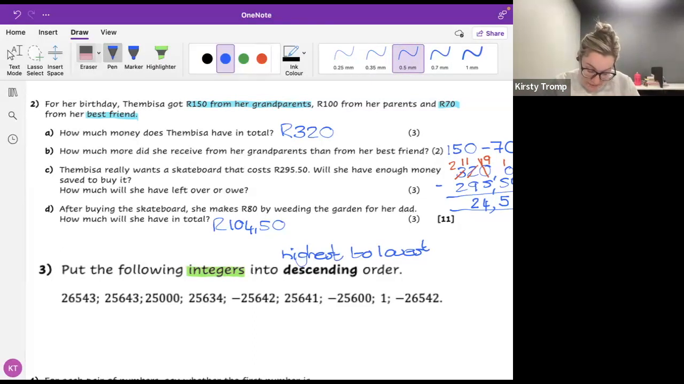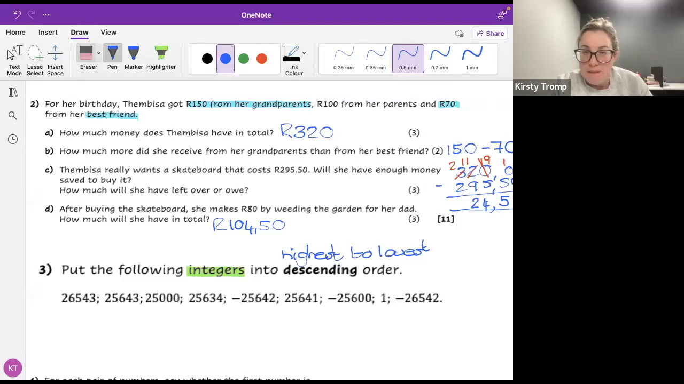If I look at all my numbers, I've got 26,543, 25,643, 25,000, 25,634. Then I've got a negative number, then 25,641, and then I have a negative number again. I have the number 1, and then I have a negative number. So out of all those numbers, which one would be the biggest number, and how did you work out which one the biggest number was?